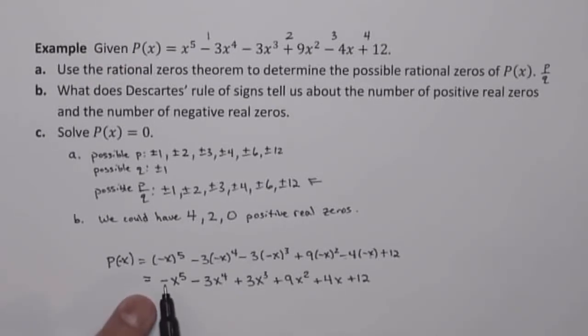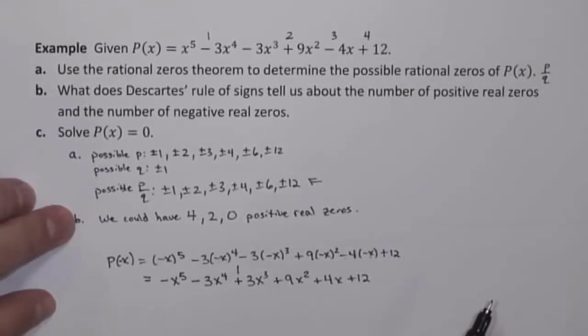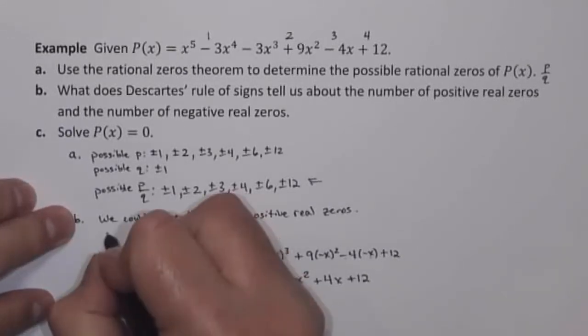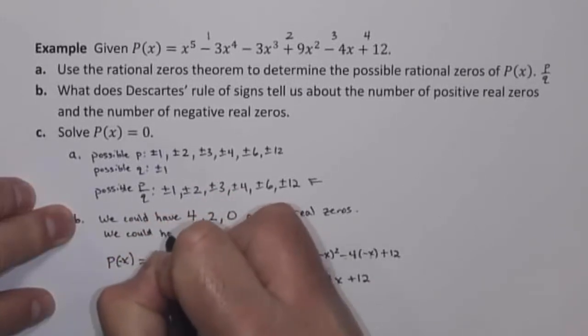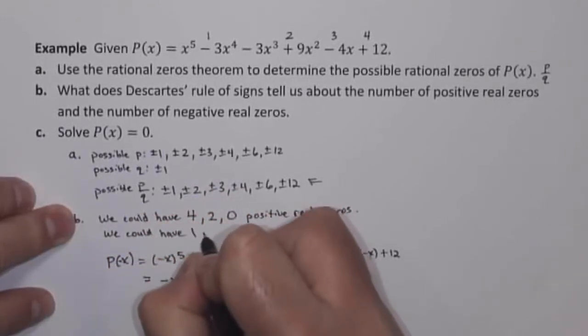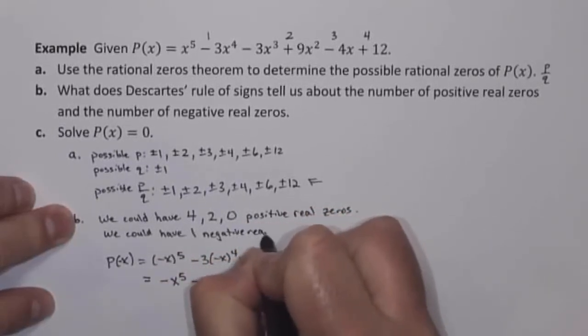So we have negative, stays negative, so no variation in sign. Changes to positive, that's one variation in sign. Stays positive, stays positive, stays positive. So there is only one possible negative real zero. So we could have at most one negative real zero.